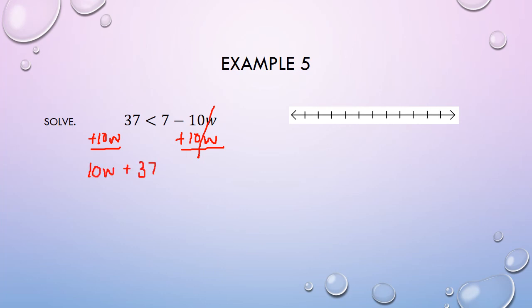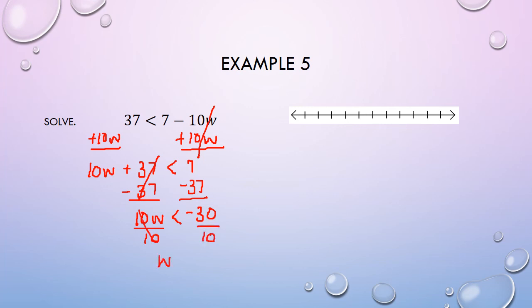plus 37 is less than 7. So now that should look a little bit easier than what we had before. So now we're going to subtract 37 on both sides. Those will cancel out. We're left with 10w is less than 7 minus 37. We've got different signs, so we're going to subtract. We've got more negatives than we do positives, and that gives us negative 30. Divide by 10w. Notice that I am dividing by a positive number, so my inequality sign stays less than.